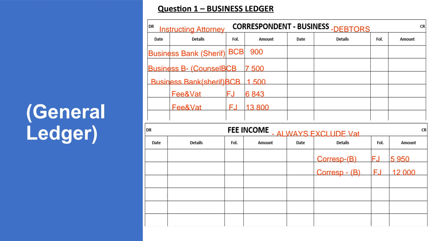and I'm going to write fees. No, not fees, correspondent. I'm going to write correspondent. I'm going to write business. FJ or business journal, it's up to you. And then how much was it when I added? I found 1,980. Okay, that's what I found.